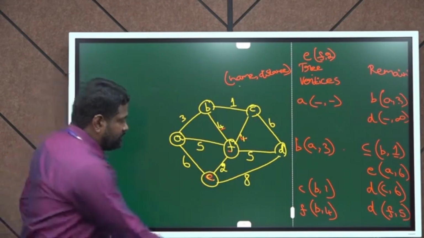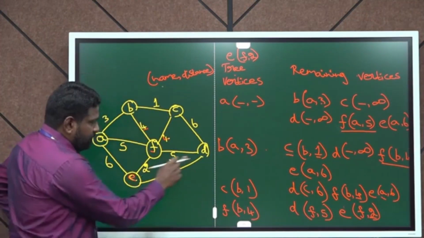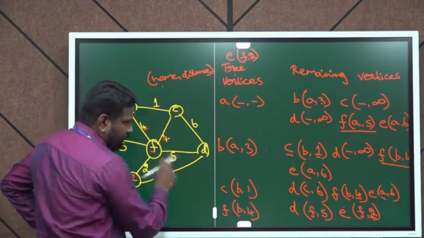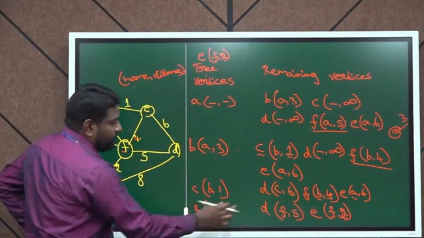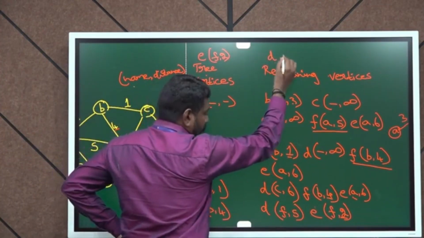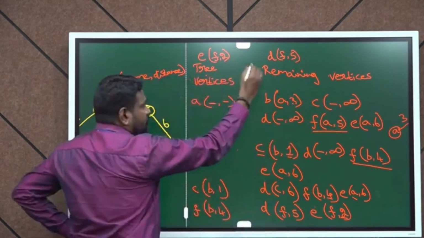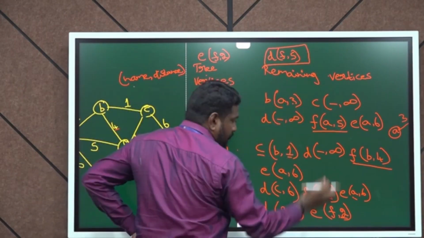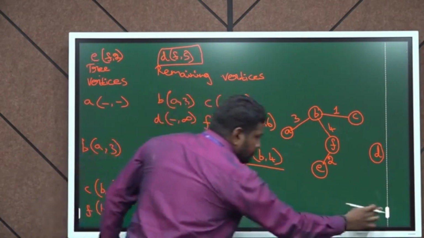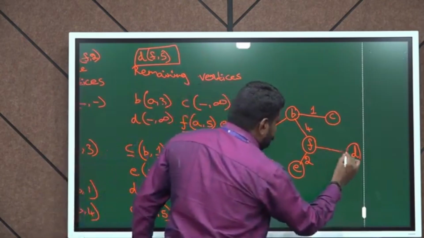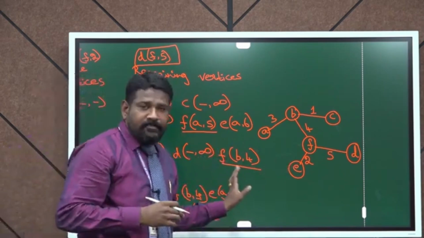Okay. The only remaining vertex we have not visited is D. So we are going to compare for D. If we come through F, it is 5, but if we go through E, the weight value will be 8. So we are sticking with the previous value, D of F comma 5. So this is going to be the last edge. Here we are going to connect with 5. So this is the spanning tree for this given input graph.